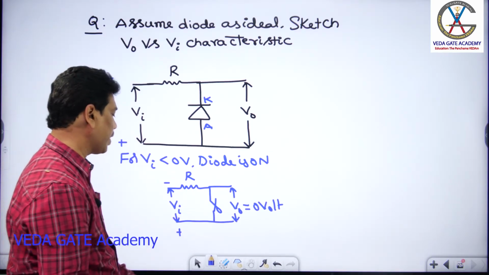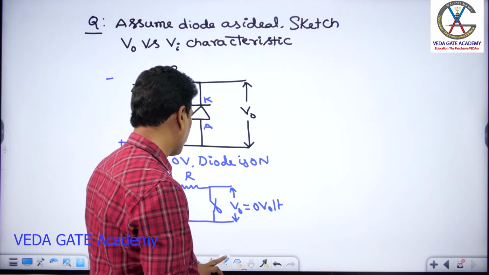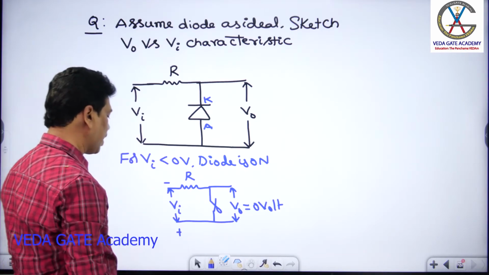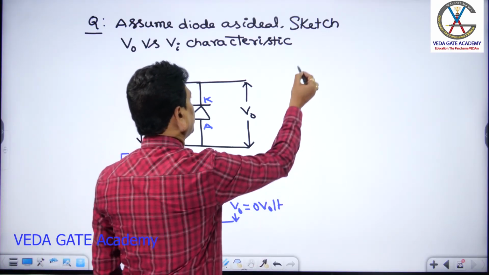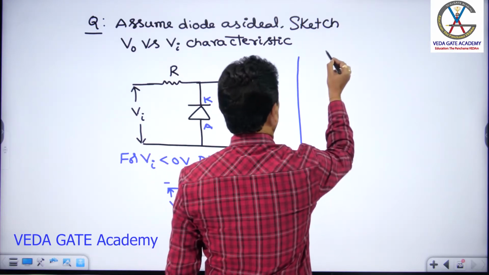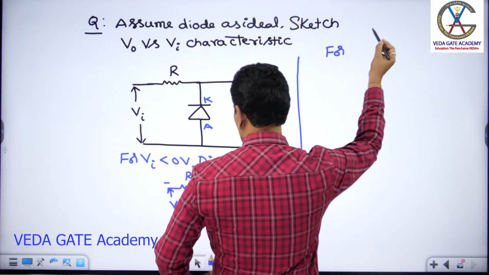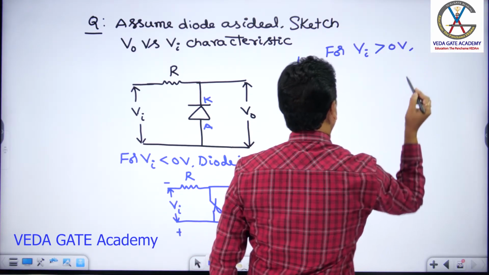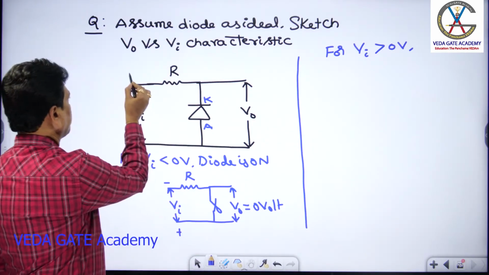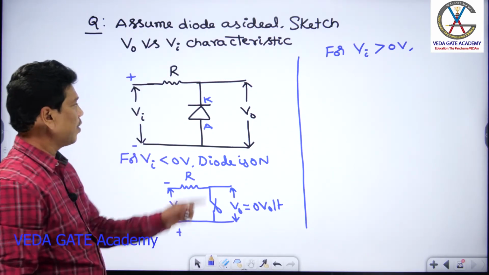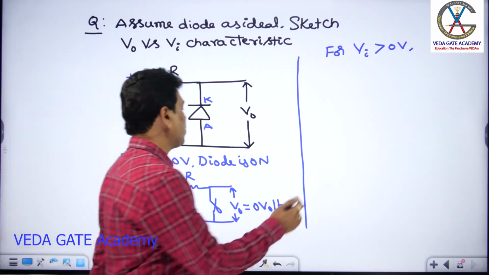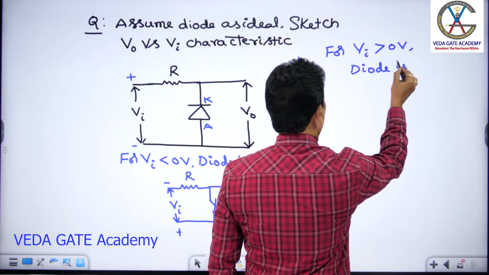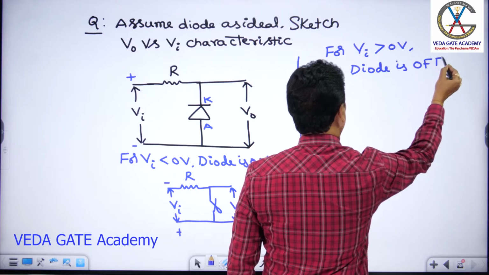Now I can go for the next condition: VA greater than 0. For VA greater than 0 volt, VA should be positive. If I apply plus here and minus here, then the diode is under reverse bias. The diode should be open, in off state.